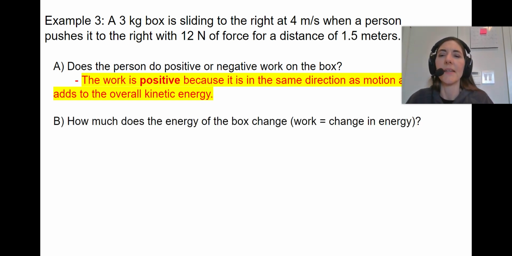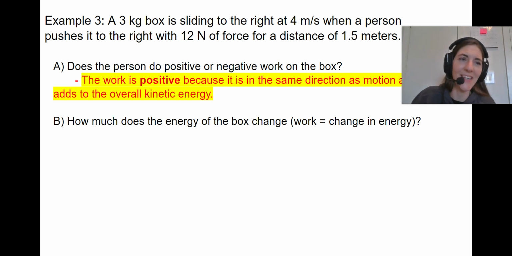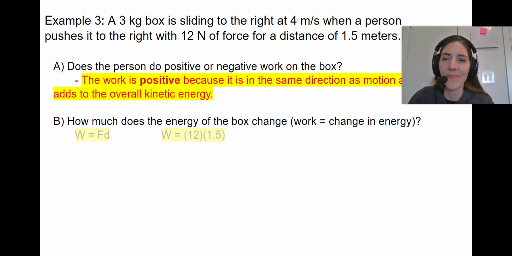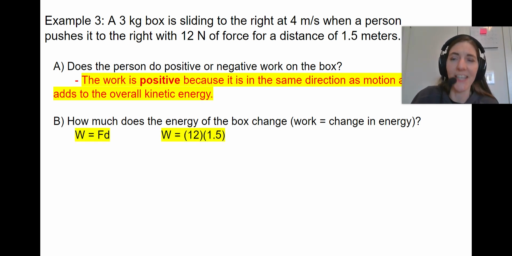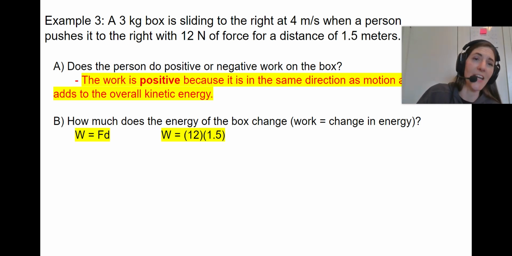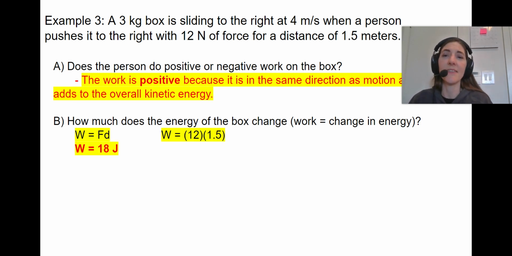Now, how much does the energy of the box change? Well, work equals a change in energy. And lovingly wonderful in this one, again, I have a force and a distance. So it's really easy to find the work done because the force is 12 newtons and the distance that person pushed it to the right is 1.5 meters. So work done is 18 joules. That's the easy part. Now comes the hard part.